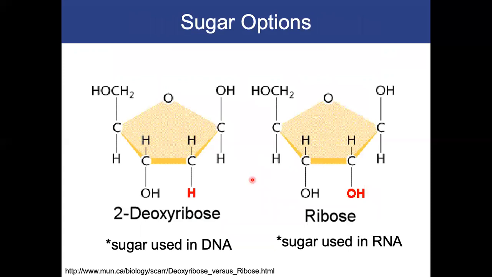Sugar options. 2-deoxyribose: the 2 denotes the second carbon, and this carbon has a deoxy, or no oxygen. So deoxyribose is a sugar used in deoxyribonucleic acid, DNA. Ribose is a sugar used in ribonucleic acid, which has an OH at the second carbon. So let me back up. RNA uses a ribose sugar, and DNA uses a deoxyribose sugar, hence the name. That's how we got the names.